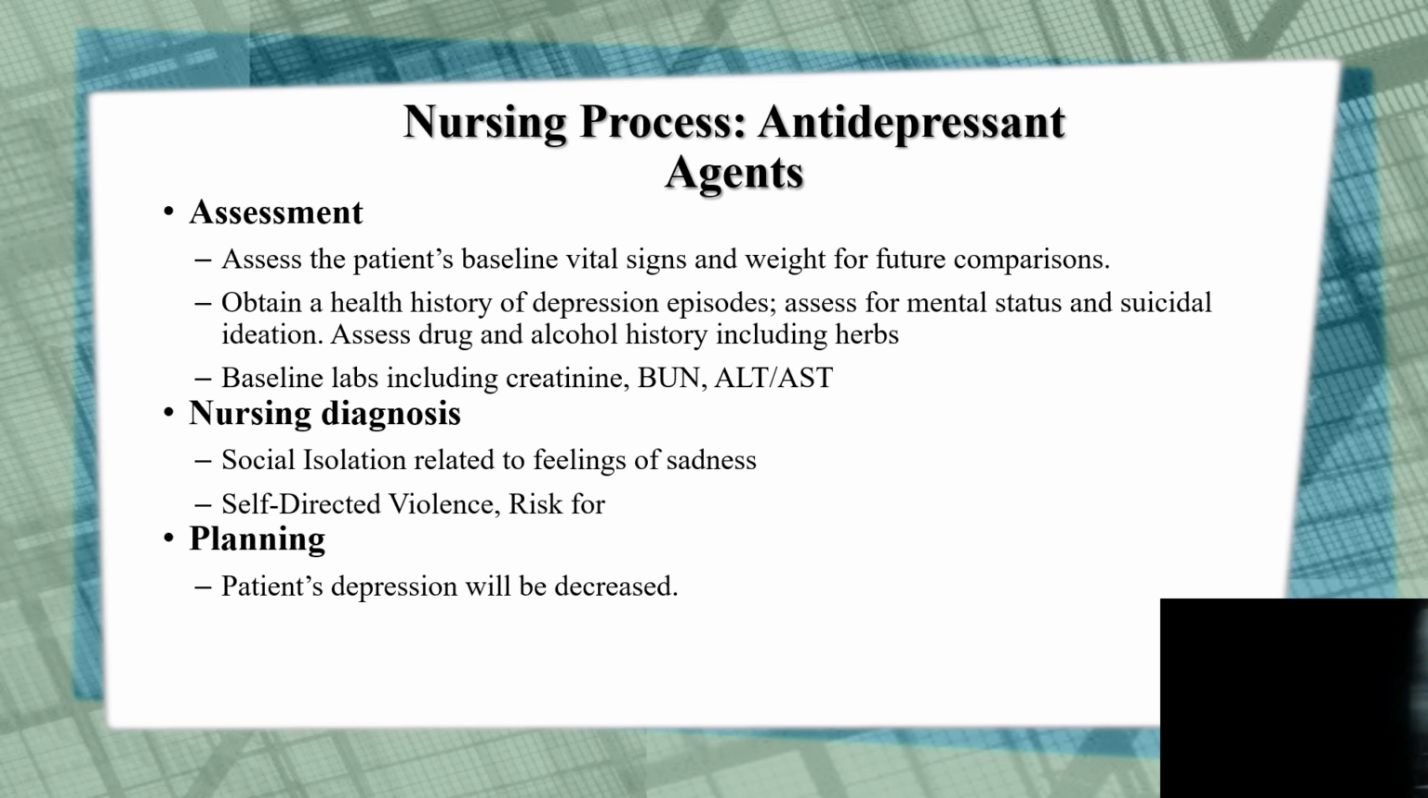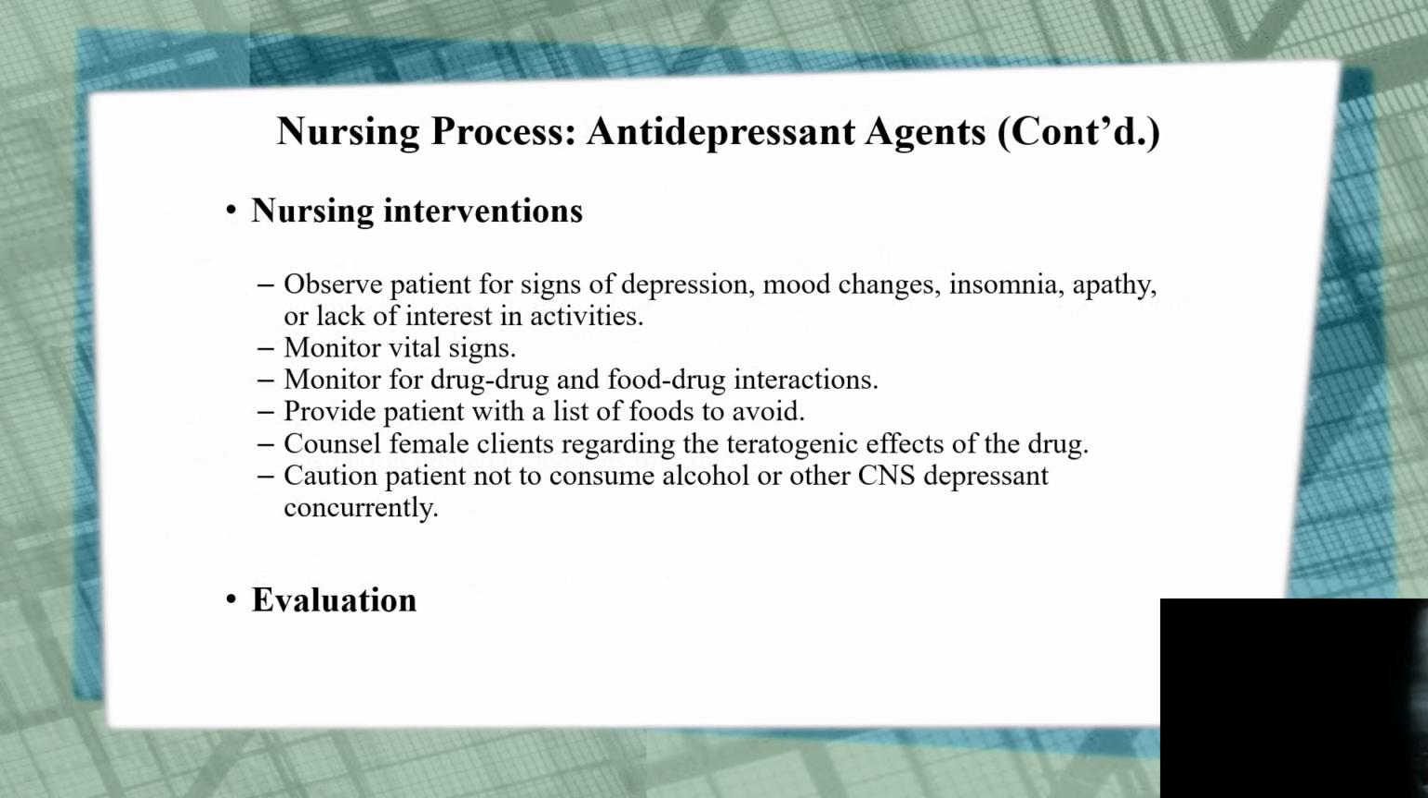Nursing diagnosis: social isolation related to feelings of sadness, and self-directed violence, they are at risk for. Planning: once the medication is started, these should decrease. Nursing interventions: you want to observe the vital signs. You want to observe the patient for signs of depression and monitor the vital signs. You want to monitor for drug-to-drug and food and drug interactions, and provide the patient with a list of foods to avoid.